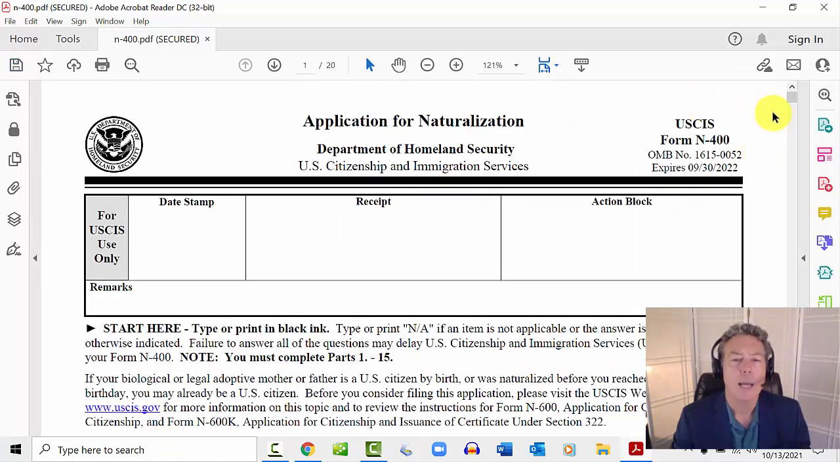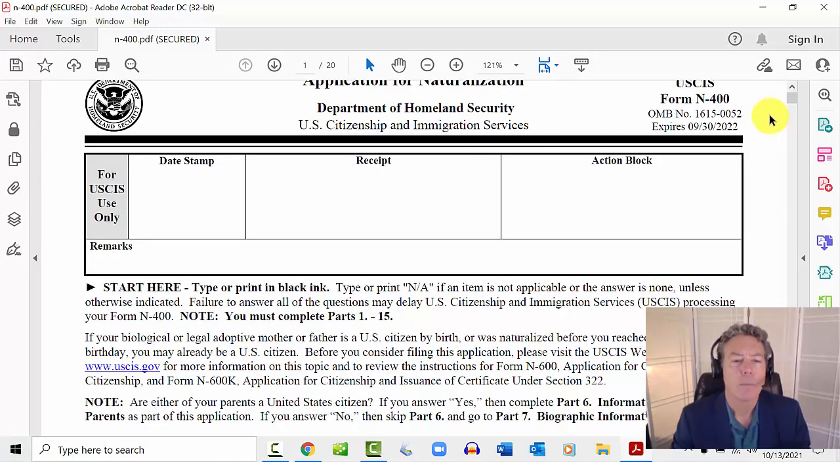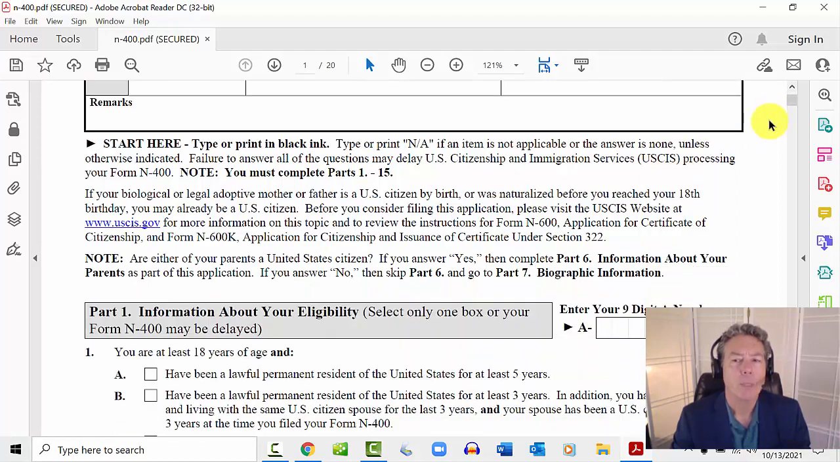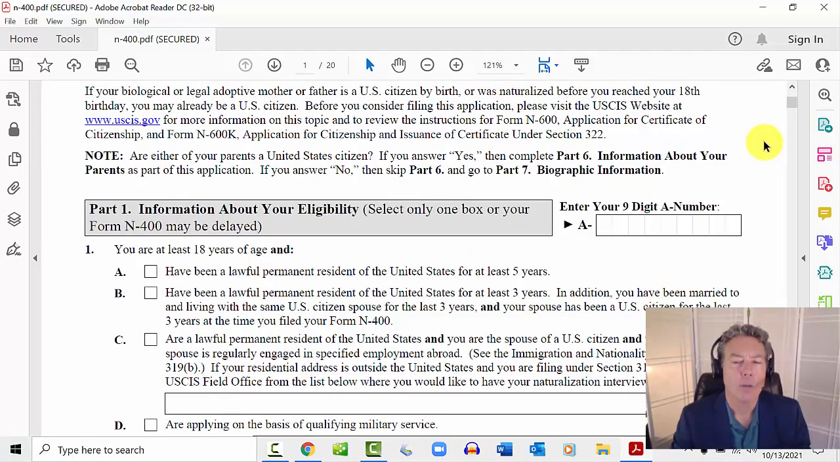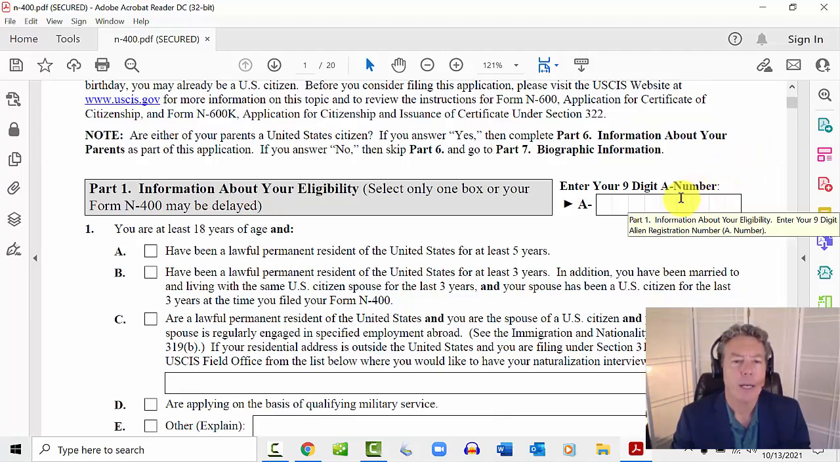All right, so we're going to go through this application for naturalization. It's 20 pages. The other videos have gotten you all set up with all of your documents and your eligibility. So now you know you're eligible and you have your documents, so you want to knock this thing out. Starting with your A number here, and you're talking about your eligibility. You're at least 18 years of age and have been a lawful permanent resident for 5 years. Most of you will do that.